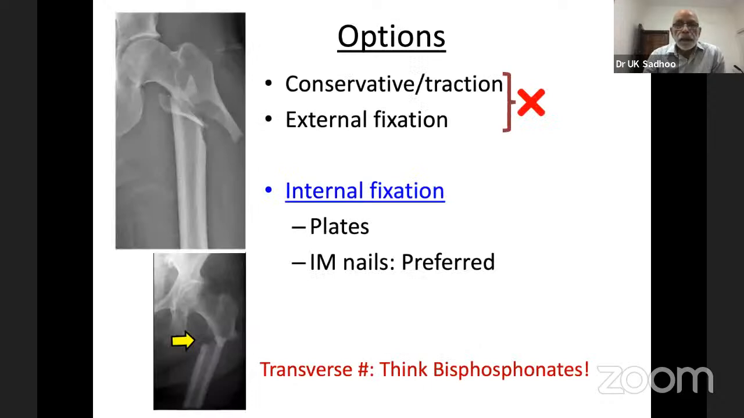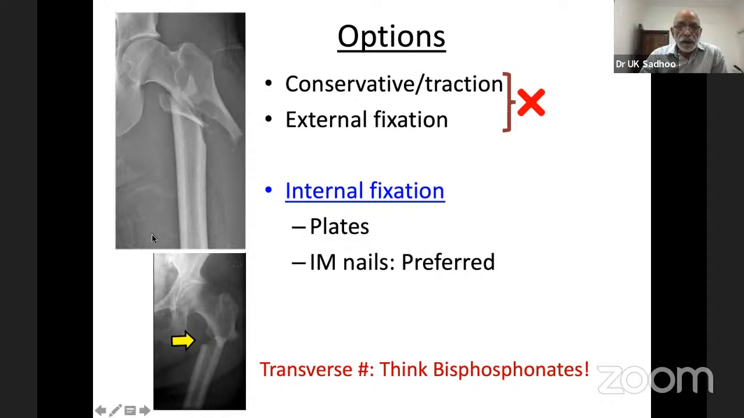I think in fixation options, we can straight away reject the conservative or so-called traction and the external fixation. These are almost a non-starter and really doomed to failure. So unless the patient is really in dire straits medically, these should not be considered at all. So we come back to the internal fixation. And as I said before, you can think of plates and intramedullary implants. Needless to say, intramedullary implants, for the reasons stated before, are much preferred options, though plates do have a place.